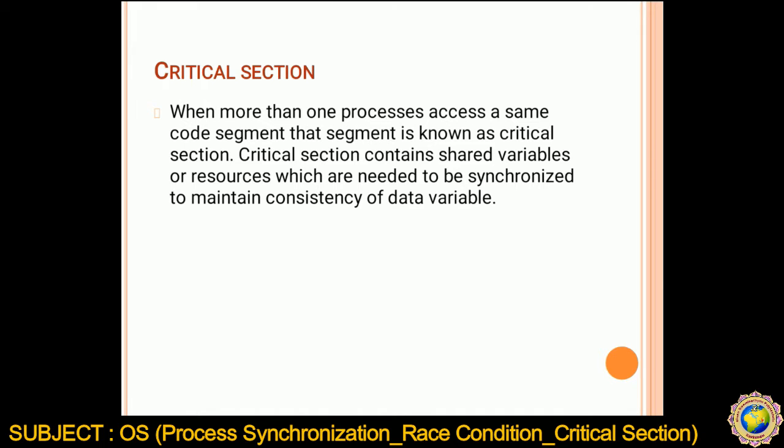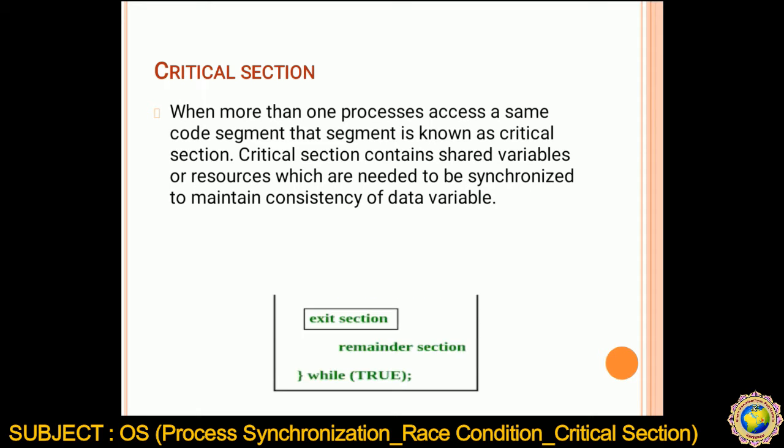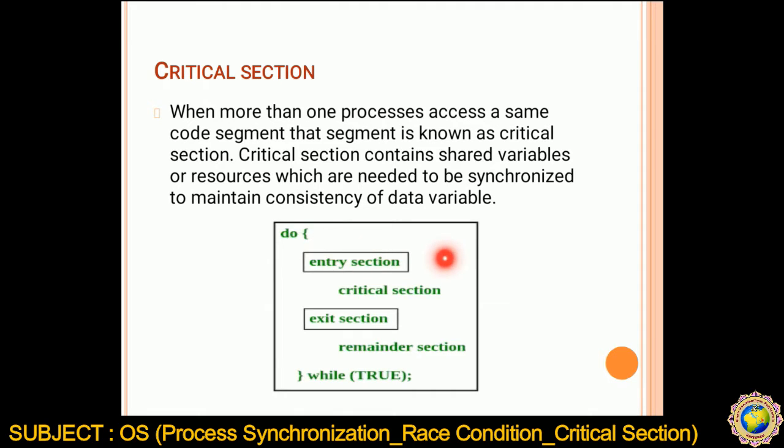Next, critical section. The critical section is nothing but the critical region, we can say. Critical region is the segment of code which is shared, right? When more than one process access the same segment of code, that segment is known as a critical section. That means it contains shared variables or resources which need to be synchronized to maintain the consistency of variables. Right. So for the structure of the critical section, first we have the entry section.